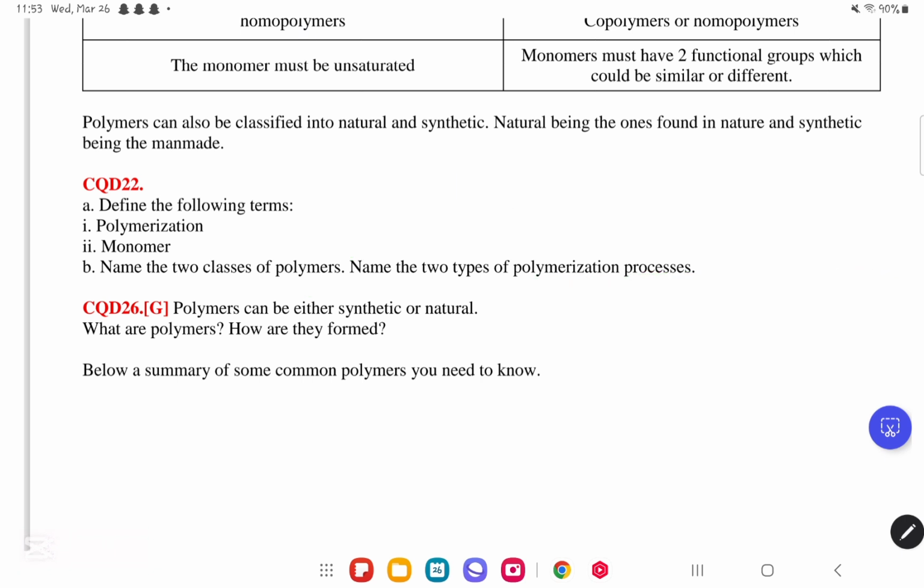Now we move on to CQD number 26, which is a grid. In this, they are telling us polymers can be either synthetic or natural. What are polymers? How are they formed?